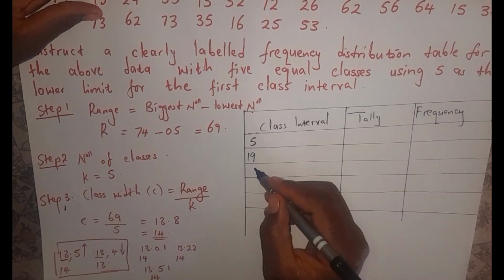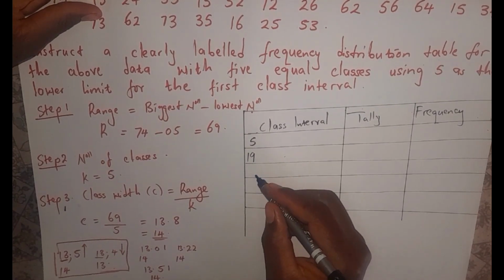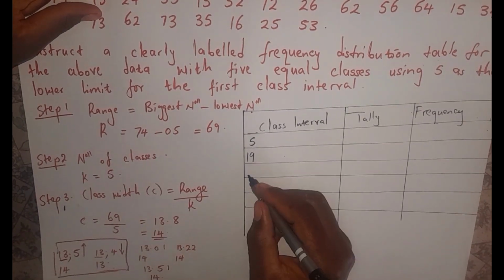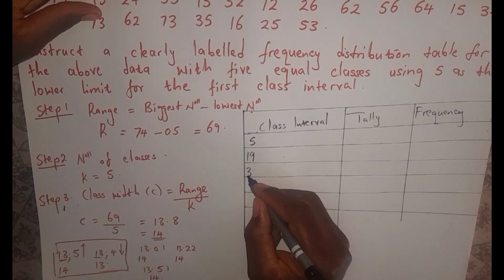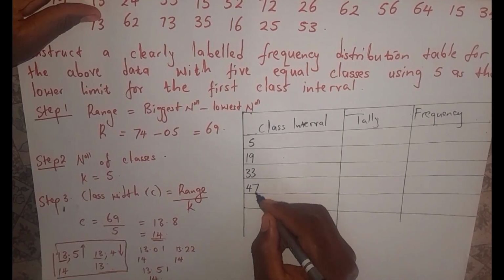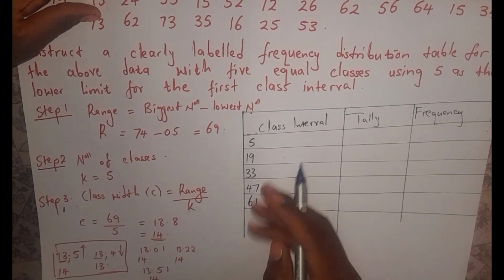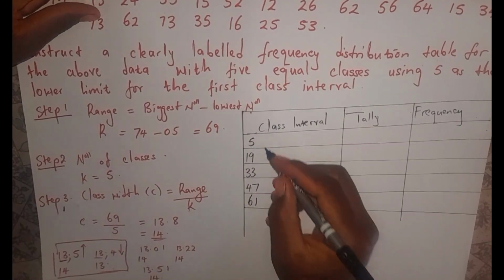We're going to repeat the process to get the third lower class limit. You're going to say 14 again plus this 19. We're going to get 33. Then 33 plus 14, we're going to get 47. And 47 plus 14, you're going to get 61. So this is how we get the lower class limit.